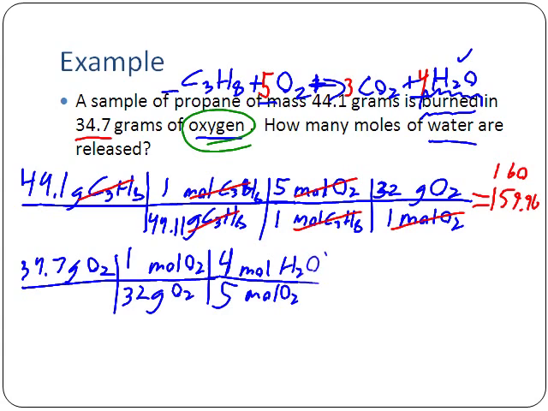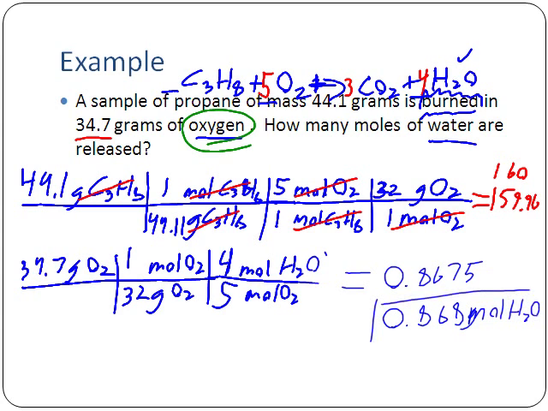So at this point, let's just multiply it out. We have 34.7 grams of oxygen times 1 times 4, divided by 32 on the bottom, divided by 5. When we do that, we find that we get a final answer. I get unrounded 0.8675. Since we started off with 3 significant figures, our answer will be rounded to 3 significant figures, so 0.868 moles of H2O. And so that would be our final answer.